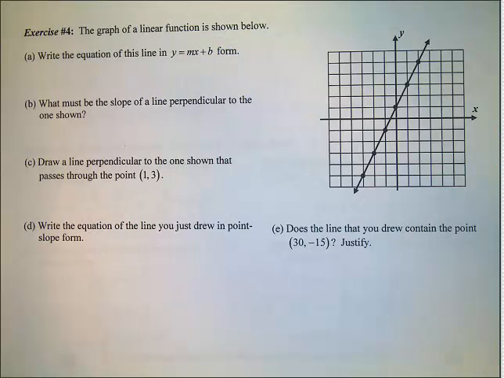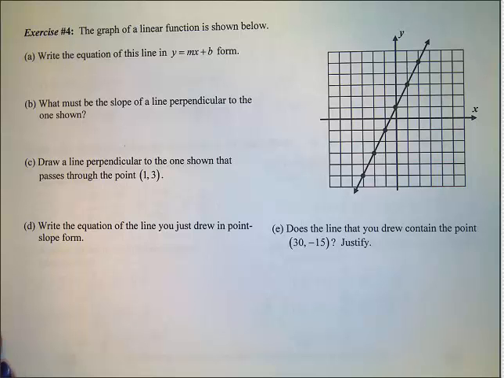And our last exercise, exercise 4. The graph of a linear function is shown below. Write the equation of this line in y equals mx plus b form. So when you have a graph, it's much, much easier to write it in slope-intercept form. When you're given points, usually it's easier to write it in point-slope form. So it's good to know both.